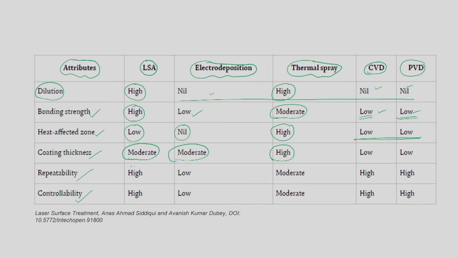The repeatability is very high in lasers. However, in thermal spray coating, it is moderate because the area or the volume of application is very high. The energy application will not be in that much control as with the laser beam energy. So, the last parameter that we will be considering is controllability. There also you can notice that the thermal spray coating is at a moderate level in comparison with the laser based level, that is very high. CVD also we can have repeatability more and the controllability also more.